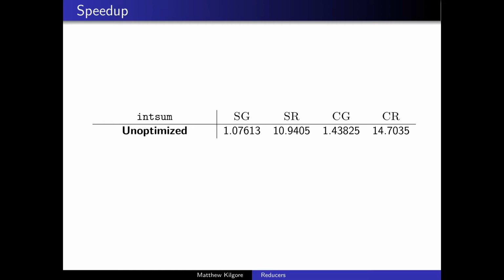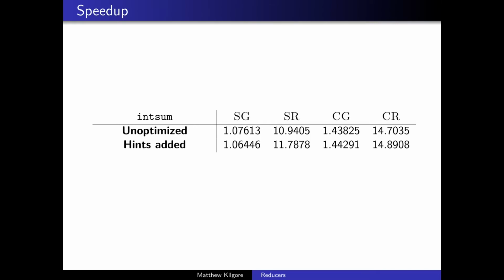Now, I know what you're thinking. Wait a minute, I've used reducers recently, and they don't have that much overhead. We'll get to that at the end of the talk, but for illustrative purposes, we're using IntSum with one of the default optimizations turned off to show how much the call overhead is being affected.